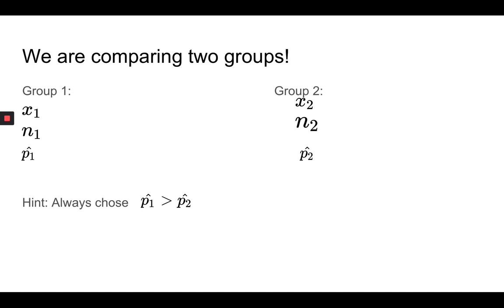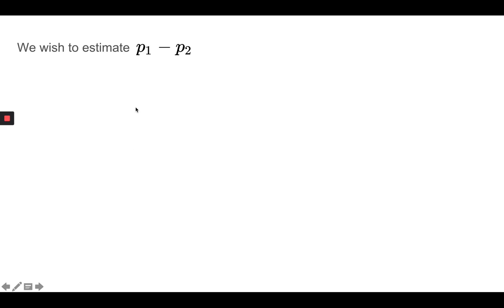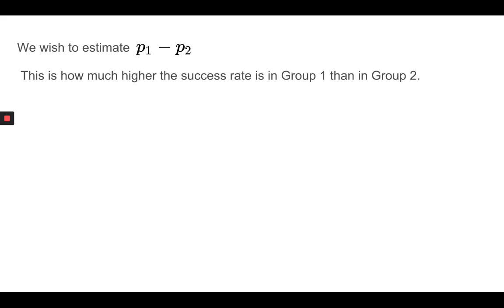To make these problems easier, it's better if we always choose group one to be the group that has the higher success rate. If we do that, then our final sentence is always the same sentence. Our goal is to estimate the difference between the groups in the population. At the end of the day, I'm going to say something about the success rate in group one is between this and this higher than the success rate for group two. That's what we're always measuring, how much higher group one is than group two.